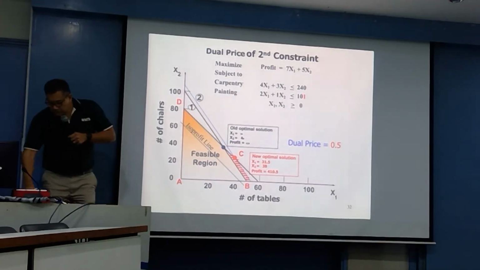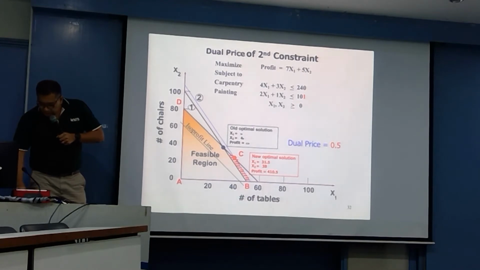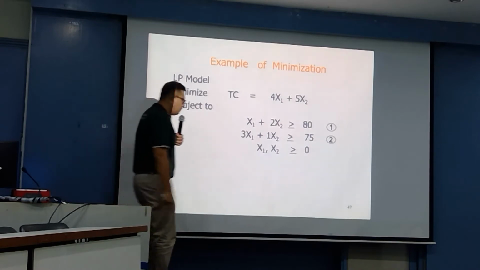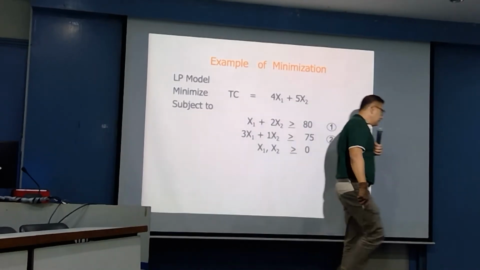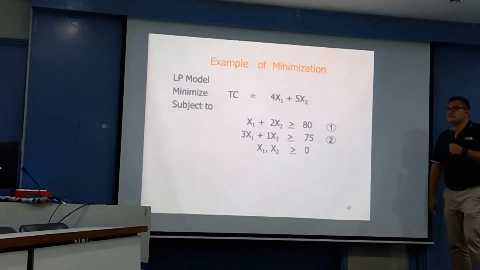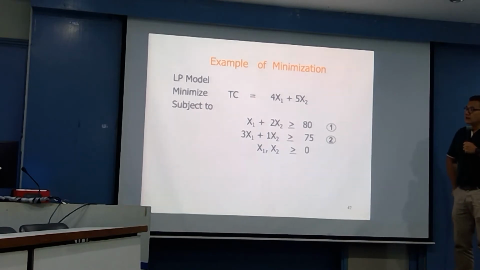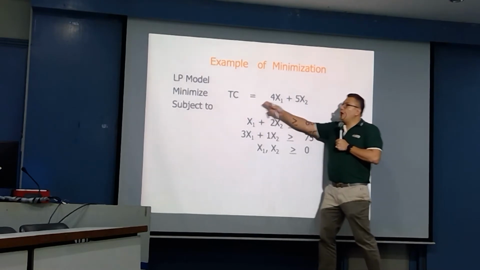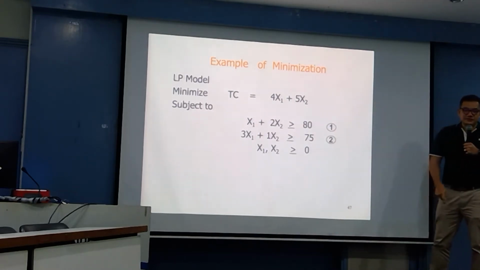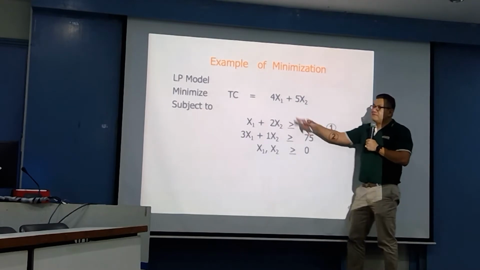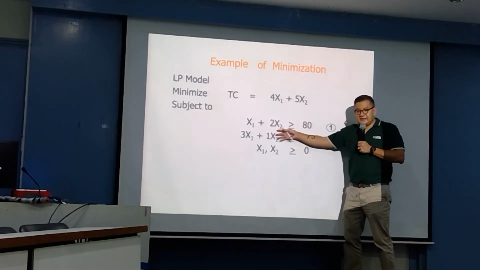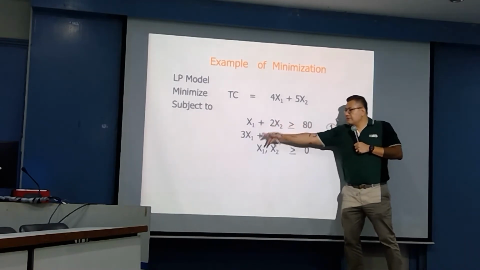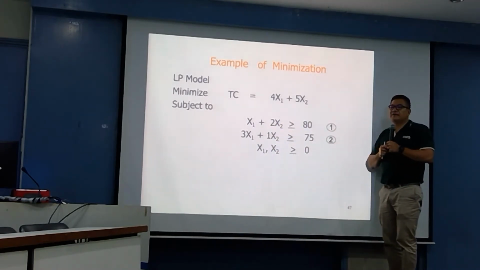If I let you go to slide number 47, the example of minimization. Now we have the minimization. This is about total cost. Total cost of 4x1 plus 5x2. We have two constraints. X1 plus 3x2 greater than or equal to 80. 3x1 plus 6x2 greater than or equal to 75.